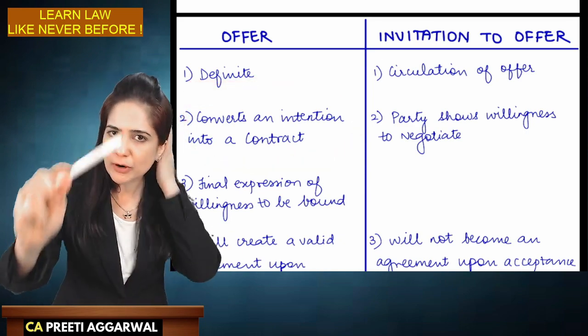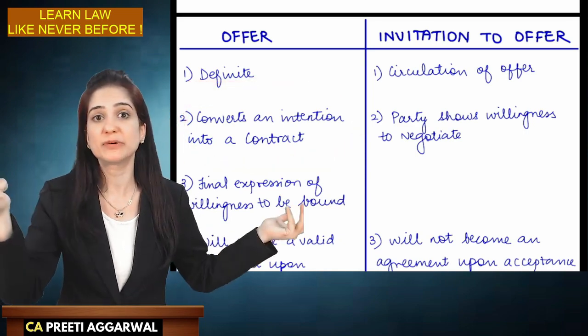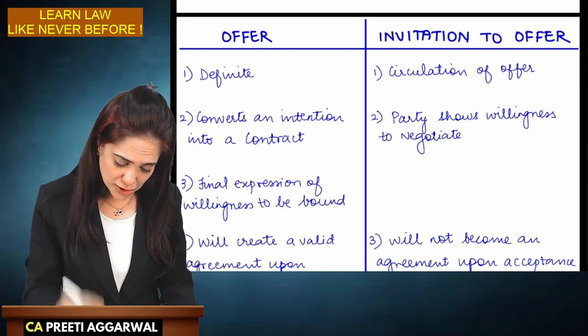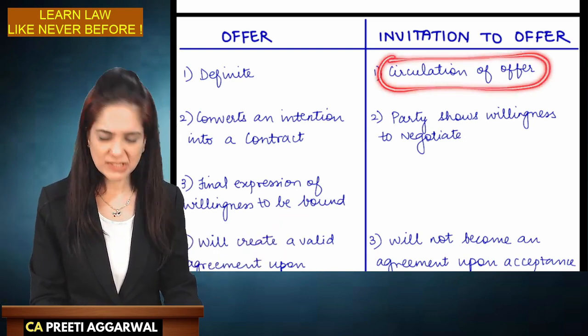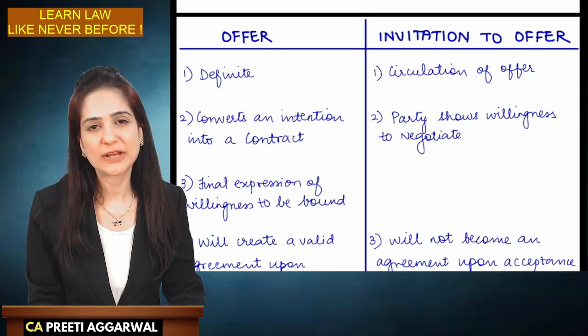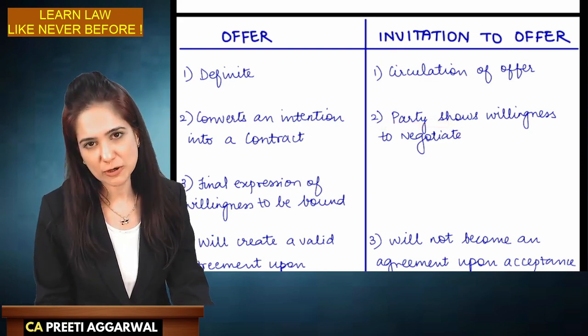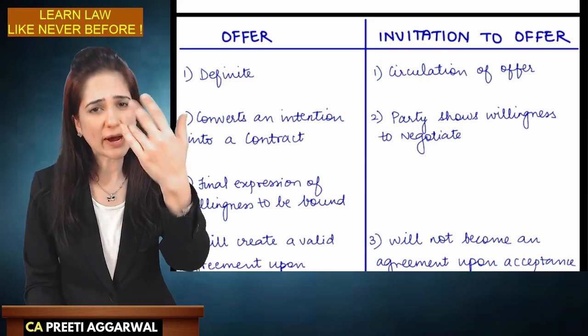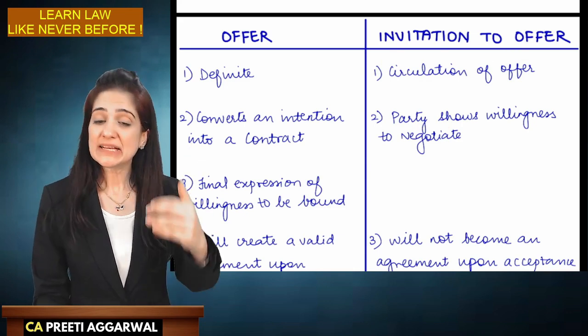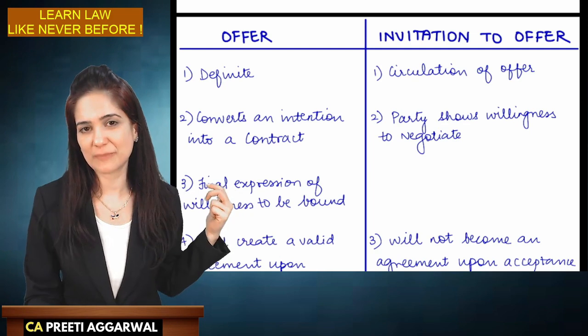I want to sell this. Do you want to buy it? You can either accept or reject it immediately. But invitation to offer is just a circulation of offer. It comes before a definite offer. It is actually inviting an offer from the other person. It is inviting negotiations from the other person.